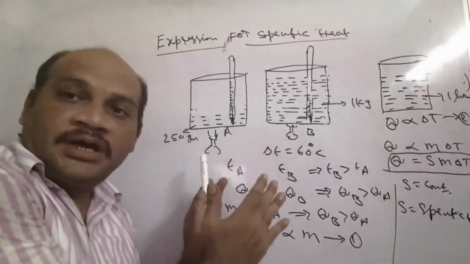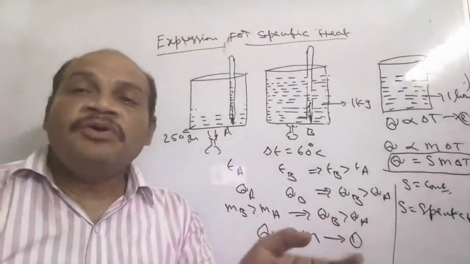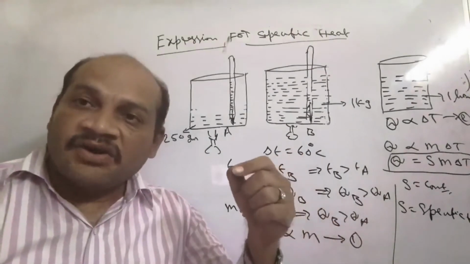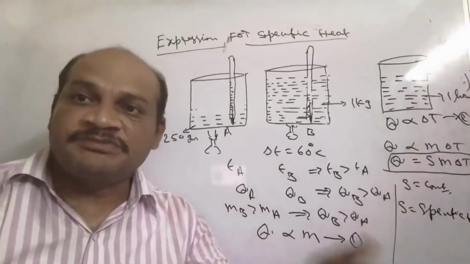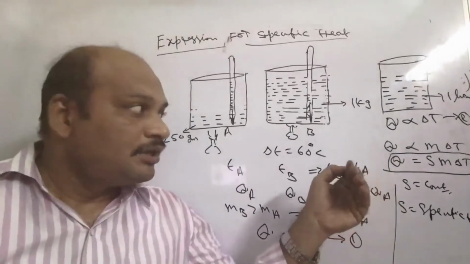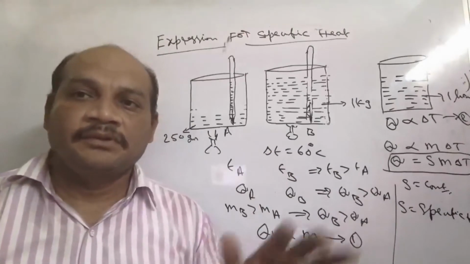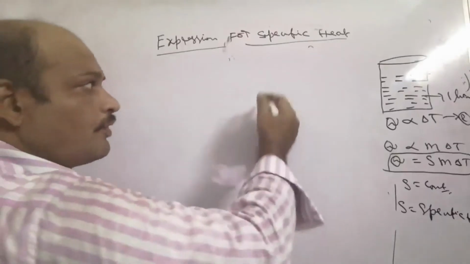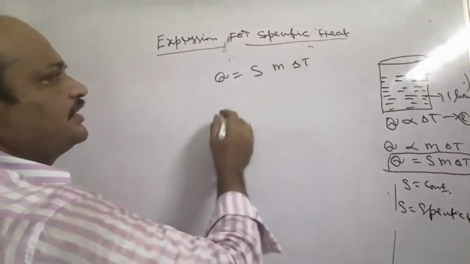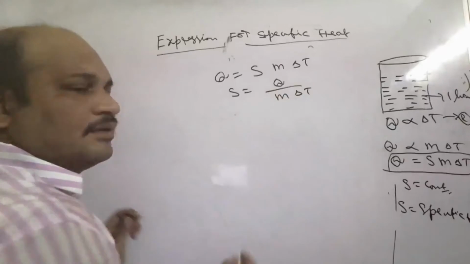So overall, from this experiment, what do we find? The amount of heat given to any substance at constant temperature difference is directly proportional to its mass, and the amount of heat given to any substance at constant mass is directly proportional to the change in temperature. So from the above explanation, Q is equal to S into M into delta T. S is equal to Q by M into delta T.